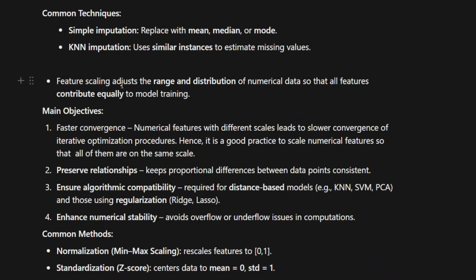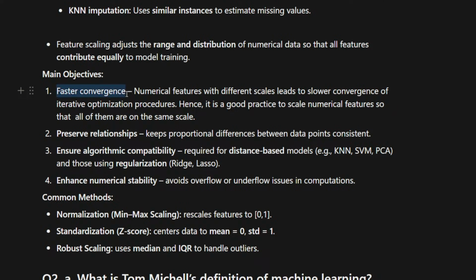The next one is feature scaling. Feature scaling adjusts the range and distribution of numerical data so that all features contribute equally to model training. Main objectives: faster convergence. While you are training a model, if the features are not scaled properly, the convergence rate is slower. That means it has to go through many iterations in order to converge to a final least error state. But if you scale beforehand, you will get faster convergence. That's what is written here.